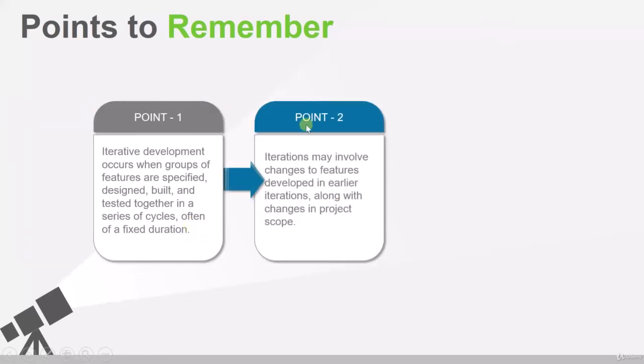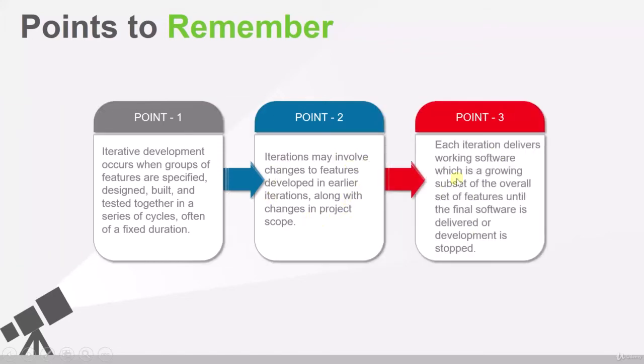Now point 2. Iterations may involve changes to features developed in earlier iterations, along with changes in project scope. So once you developed a feature in phase 1, the customer gives feedback on it. If he doesn't like something, then you go to phase 2 and make the changes he wants in the phase 1 features as well as the next feature that you're developing. So in this way, you will have a change request as well as a new feature.